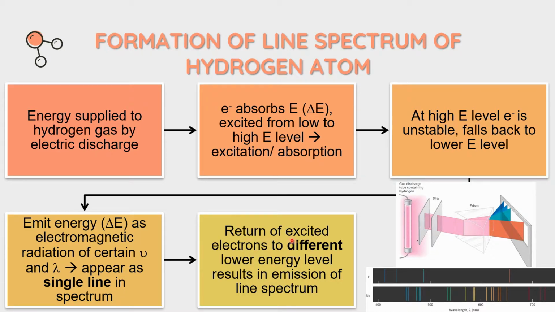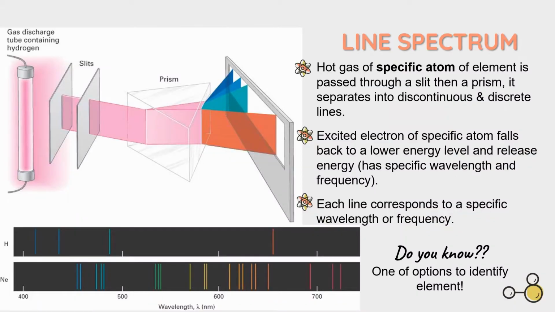So, the return of excited electrons to different lower energy levels results in the emission of a line spectrum. It is understood that when the electrons fall back to lower energy levels by releasing different amounts of energy, we can see different lines in the spectrum. Each line in this line spectrum corresponds to a specific wavelength or frequency. In the line spectrum of hydrogen, the first line and the second line over here have different amounts of energy, frequency, and wavelength.